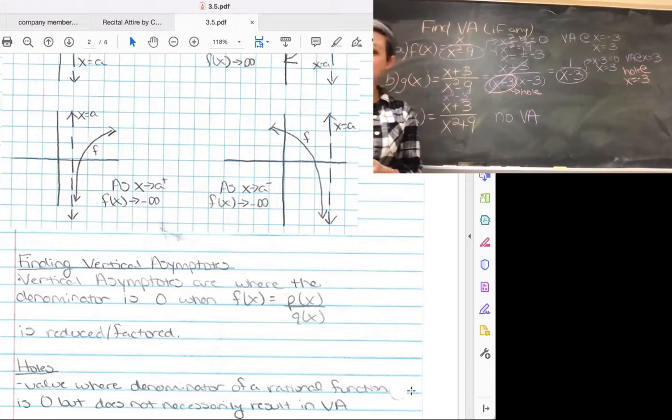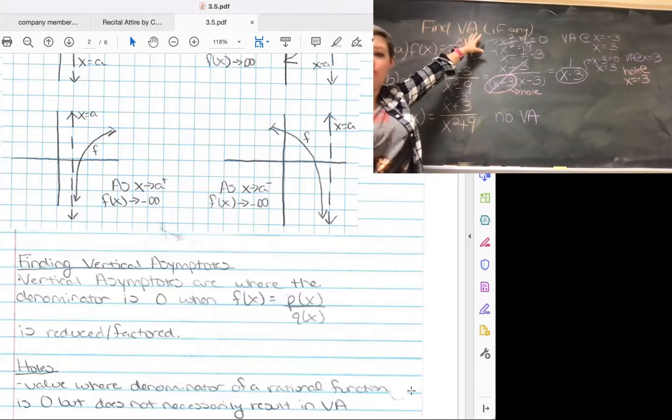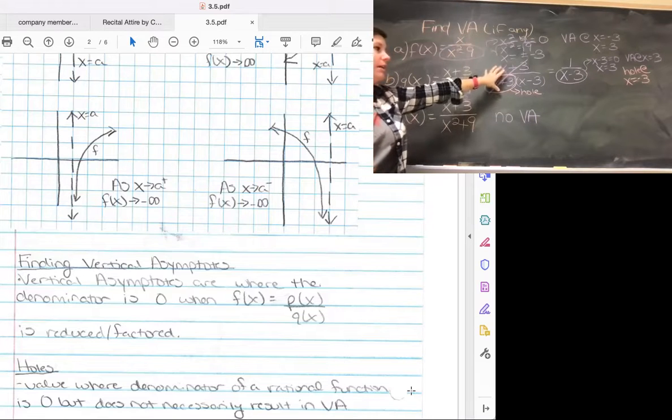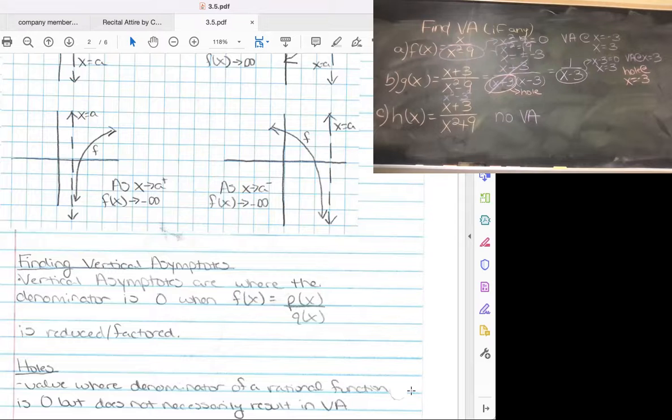And that makes it nice and simple for us if we're asked to find them. So this first one, we had 2 vertical asymptotes. The second one, we had a vertical asymptote and a hole. And this last one, we didn't have any vertical asymptotes.